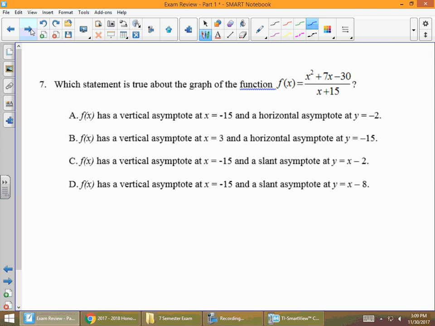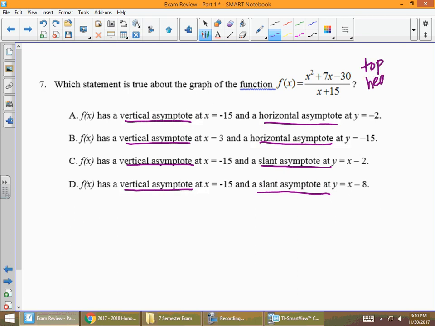Number 7, which is true. So if you look at all of this, it's stacked really nicely. I'm seeing vertical asymptotes and horizontal, or slant. This is top heavy, so I know that I'm going to have a slant asymptote. Now I'm going to get rid of some options. Not a horizontal, I'm going to have a slant. Both of my options for C and D do say x equals -15. So I need to do my synthetic division in order to figure out which slant asymptote is correct.